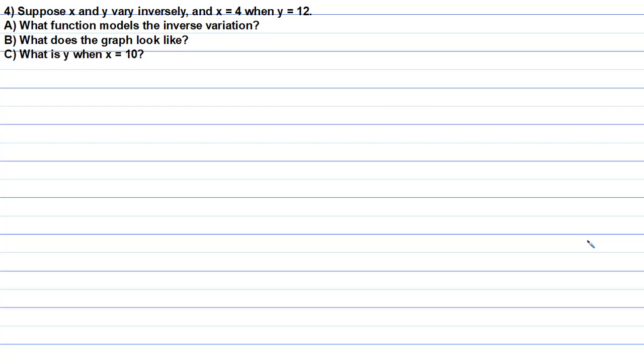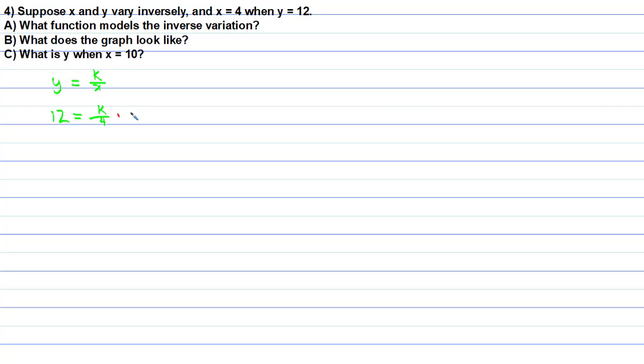So we're going to go into the inverse and the joint ones, the ones that vary jointly, in a little bit more detail. Suppose x and y vary inversely. That means I'm in this formula of y equals k over x, when x is 4 and y is 12. Step 1 is going to be to find that k. So y was 12, x was 4, and our k is in our numerator. What would I need to do to solve for k?